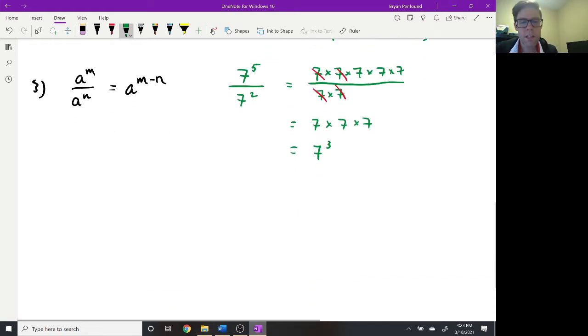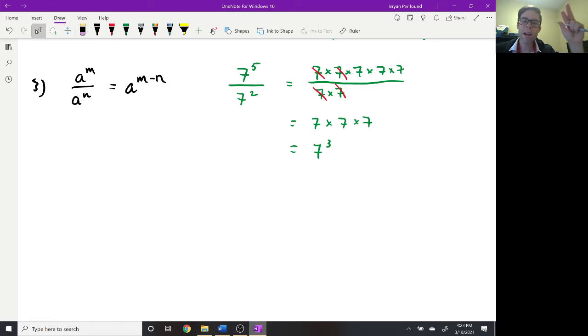Okay, and you can now see that relationship between the 5, the 2, and the 3. Okay, so in other words, I start with 7 to the 5 divided by 7 to the 2. It's really like saying 7 to the 5 minus 2.